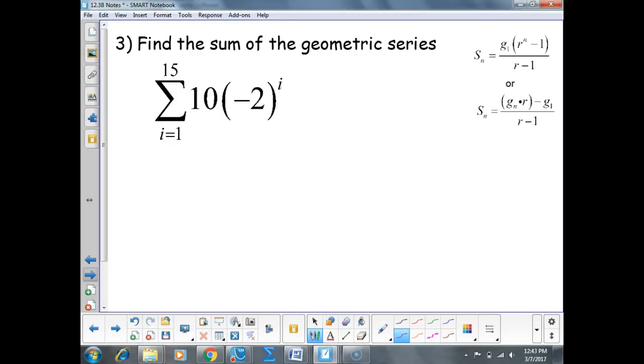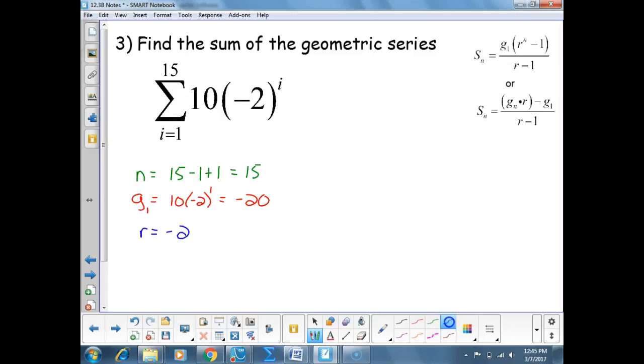Find the sum. Now we got a negative R value. Uh-oh! Can we do it? What's our N? 15. 15 minus 1 plus 1 is 15. G sub 1? Negative 20, because I have to put 1 into my rule, so that's negative 20. R. Negative 2. No, G sub 1 is negative 20. My first term is negative 20. G sub n would be a super huge number.